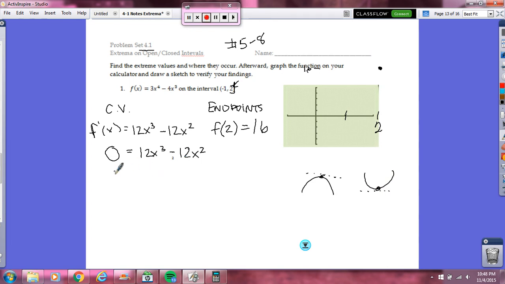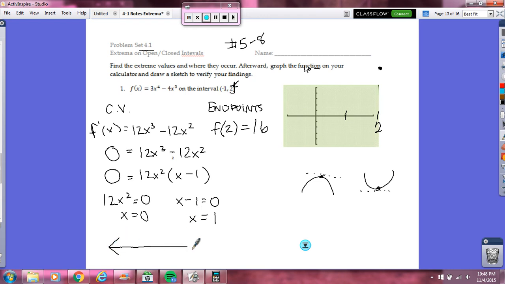Alright, so how to solve? Factoring. I'm going to take out my GCF, and then I'll set each of those pieces equal to 0. So my two critical values are x equals 0 and x equals 1. Now, just because those are critical values doesn't necessarily mean that I'm going to have a maximum or a minimum there. So I've got to make my cute little timeline and see what's going on either side of those critical values.